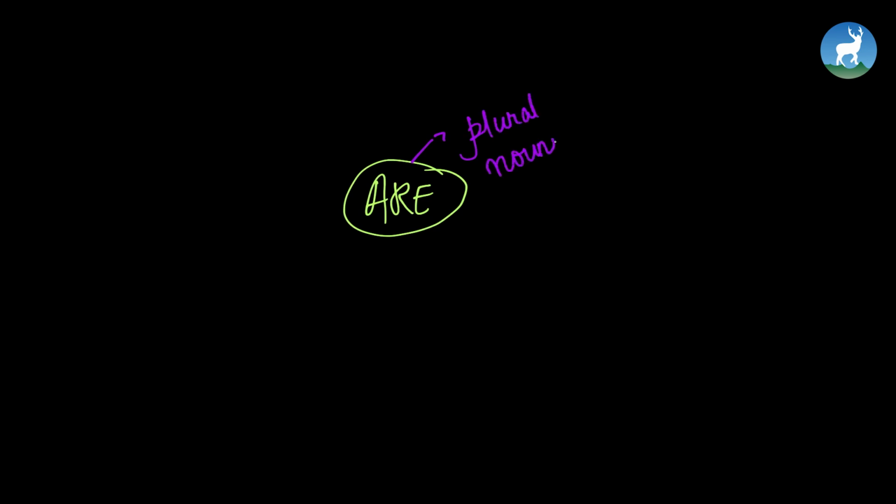Alright, let's see where we use are. Do you know where we use are? Okay, are is used with plural nouns or pronouns. Plural is something that is more than one. If there is something more than one, then we call it plural.